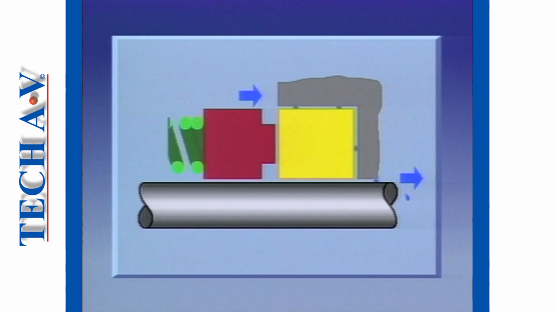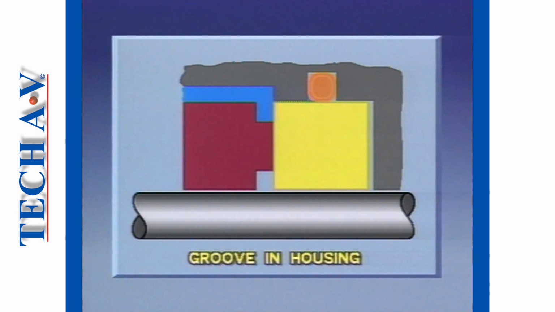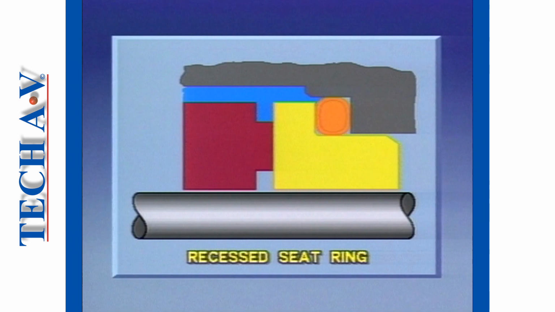Returning to the leak paths, we have one area of concern requiring further sealing. That is the area between the stationary seal component and the housing. Sealing at this area is called tertiary sealing. Methods of tertiary sealing include the use of an O-ring situated into a groove within the seat or into the housing. More commonly, an O-ring is situated into a recess.